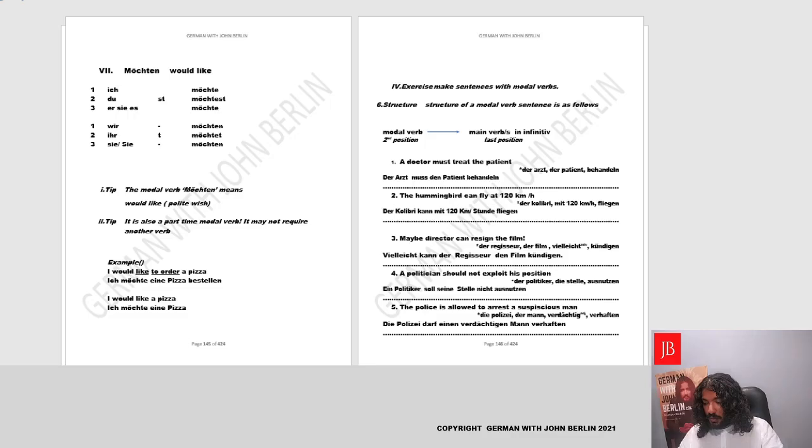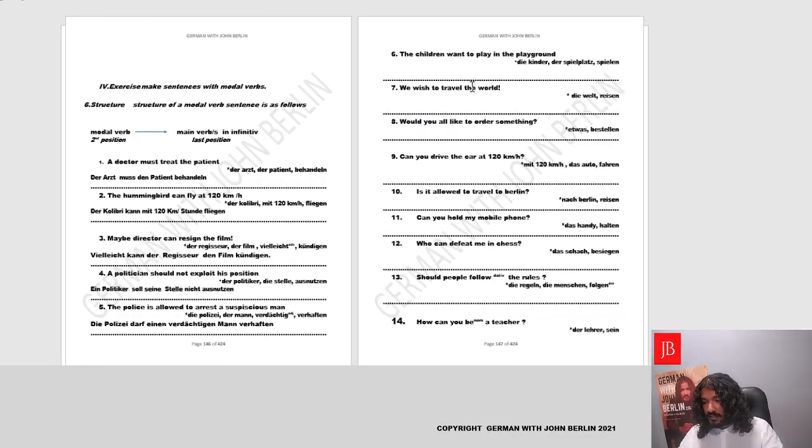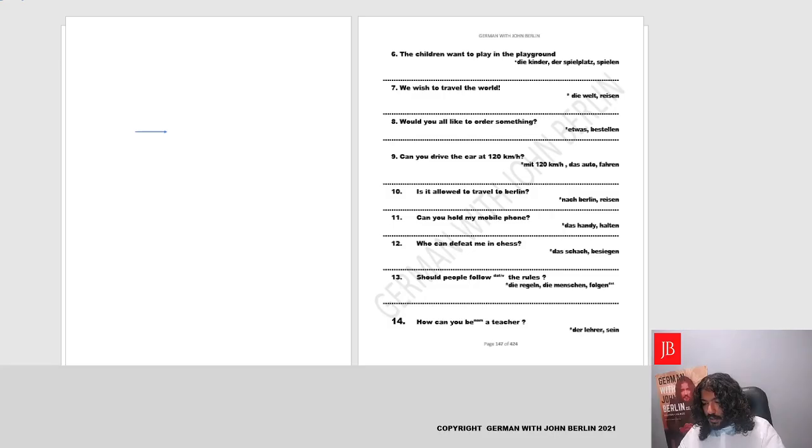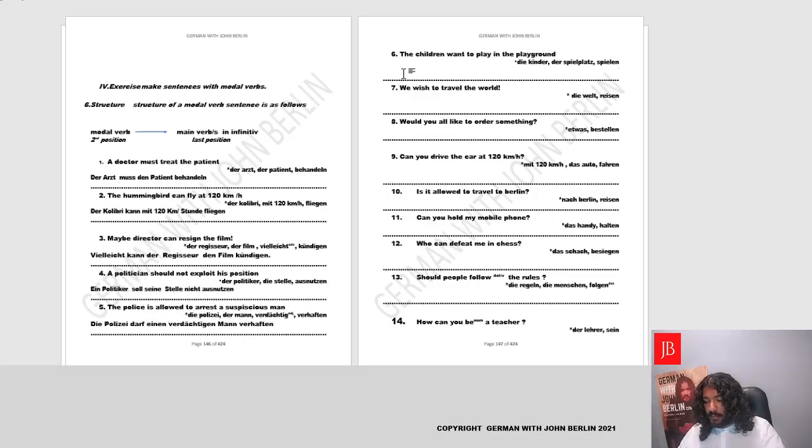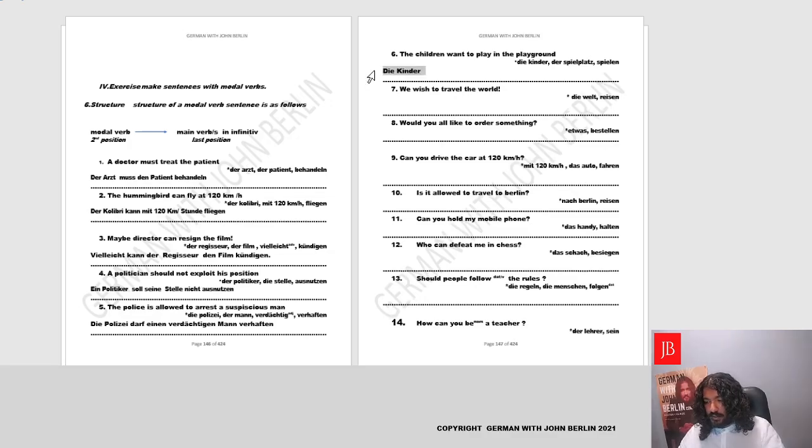Now we'll move forward and do some more sentences here. The children want to play in the playground. Okay, let's get to it. All right, so the sentence was the children want to play in the playground. So we'll say the children, which is plural. Die, das, die, it's plural. So we'll write here who, the Kinder. Yes, perfect.